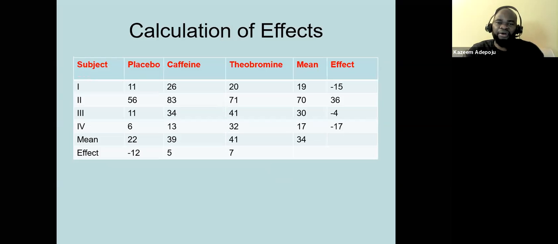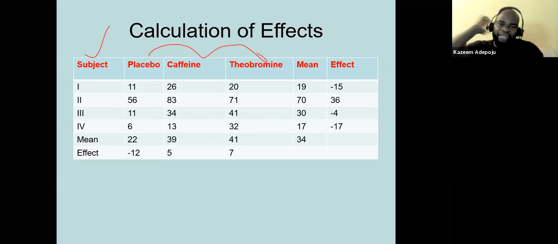Okay, so after getting the estimated effect of the subject, the next thing we can do right now is to set up a table. When you set up a table, you're going to write the first factor, and then the three levels of the other factor. The three levels of the other factor are the placebo, the caffeine, and the trebomine.